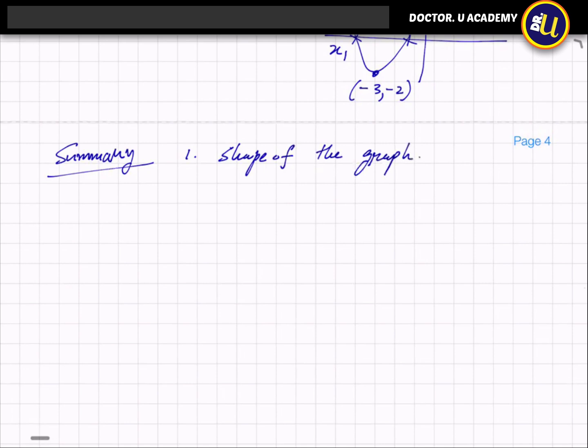So that you can understand from the value of a whether a is positive or negative. This is the coefficient of x squared. The second one is you need to know the x intercepts. Third one is you need to know the turning points. So if you figure out these three, you can draw a graph.